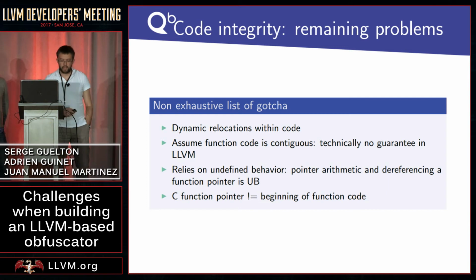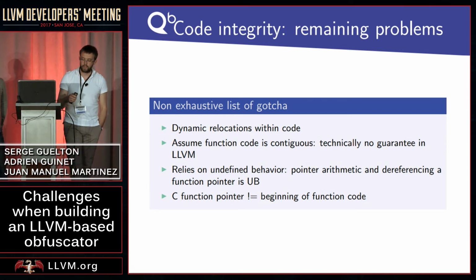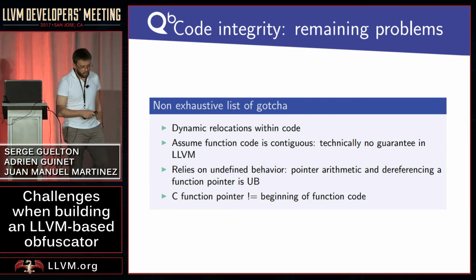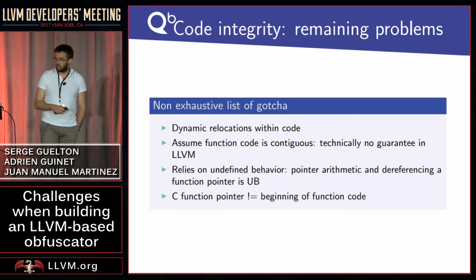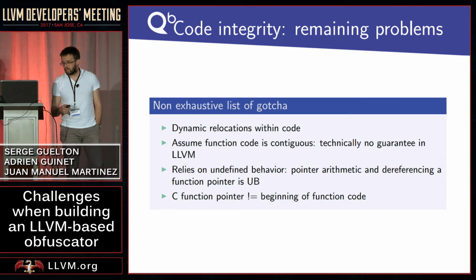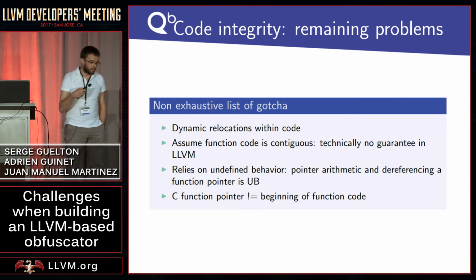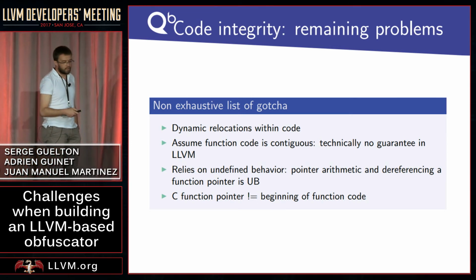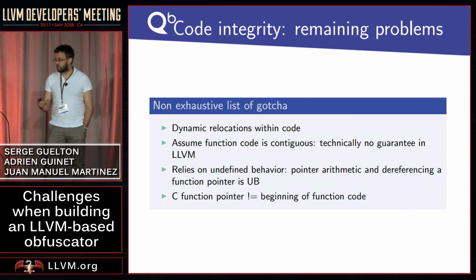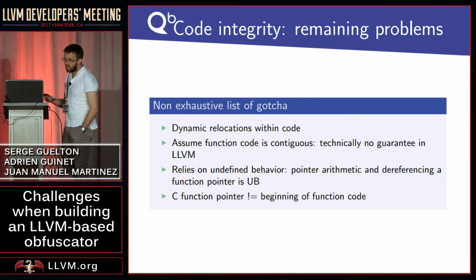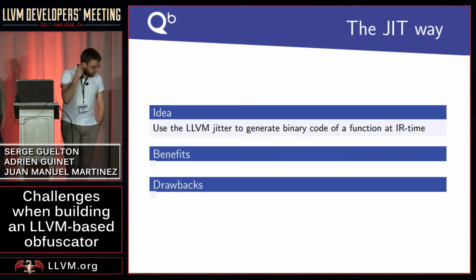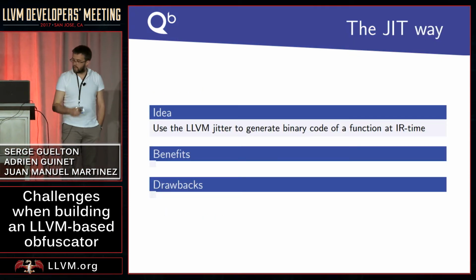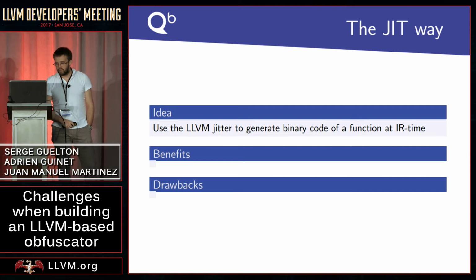And the last issue we can have is that actually a C function pointer is different in some cases from the beginning of function code. If we take an exported function in a DSO, for instance, the C function pointer is just a pointer to the PLT under Linux at least, and the PLT is basically just a jump. So the C function pointer has nothing to do with the beginning of function code. So another way to deal with these code integrity checks is to use another idea.